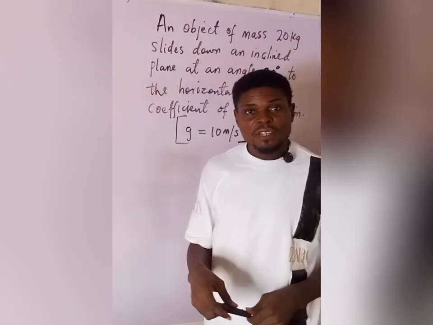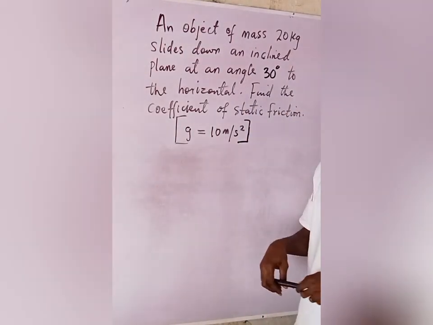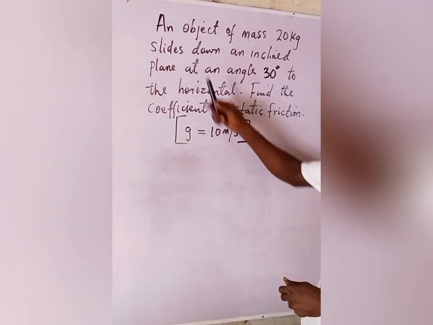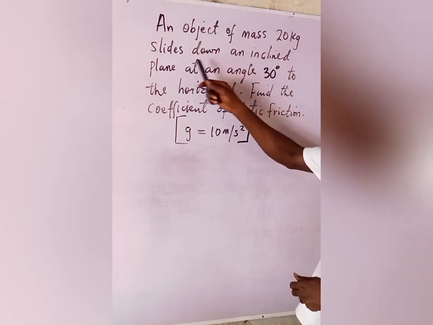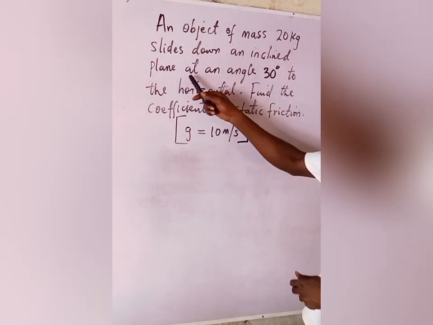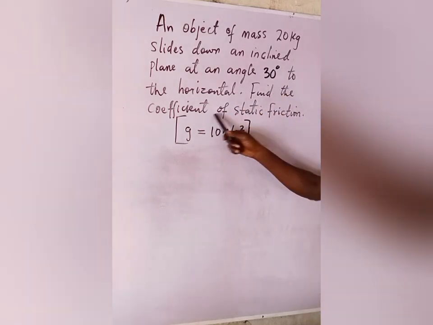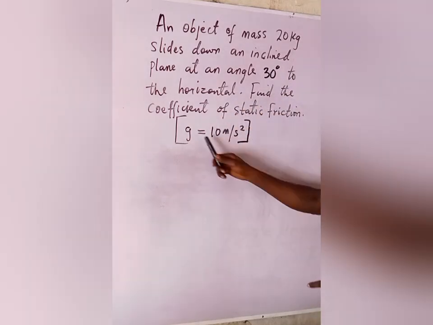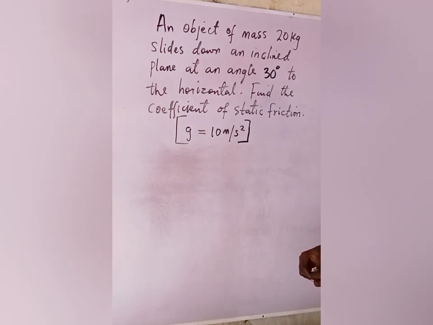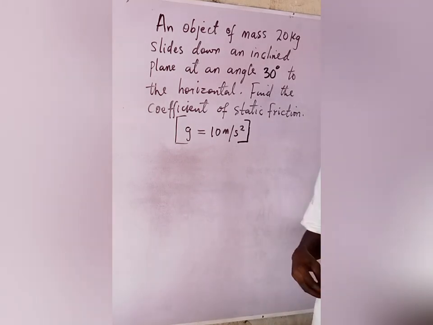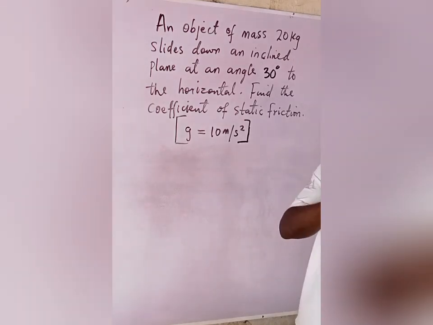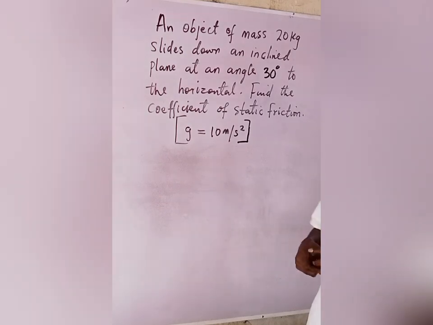All right, today we want to look at a very important question on the board, and it says an object of mass 20 kilograms slides down an inclined plane at an angle of 30 degrees to the horizontal. Find the coefficient of static friction. g is equal to 10 meters per second squared. This question is under solid friction. It is a situation whereby a body of mass slides down an inclined plane.